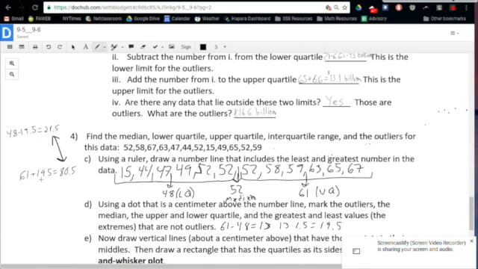And I take that 19.5 and I add it to my upper quartile, which is 61, to get 80.5. Anything bigger than that is an outlier. I don't have anything bigger than 80.5, so I have no outliers in the top of my data. But I do have a number less than 21.5, which is 15. So that data is actually my only outlier in this set of data here.